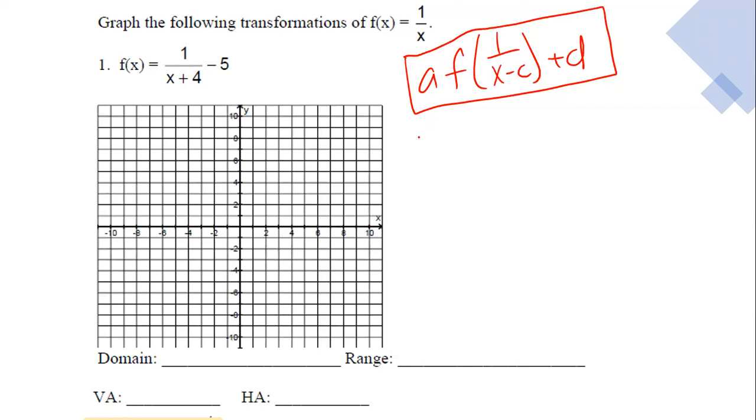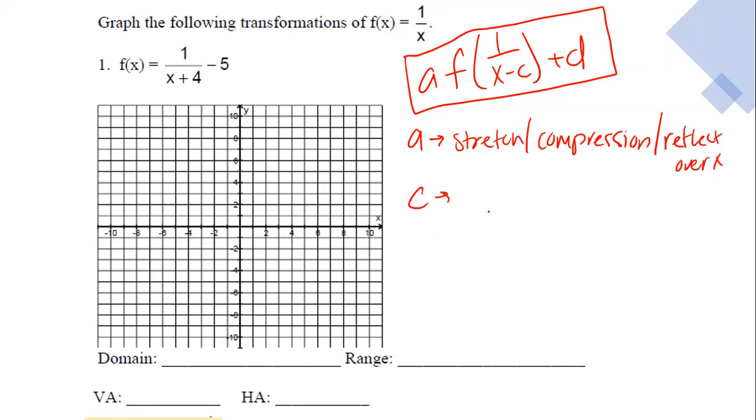So, can someone tell me, what is A? What does A represent normally in a transformation? It's your stretch or compression and your reflection, right? Over the X. Okay. What does C do to a function? It's our horizontal translation.